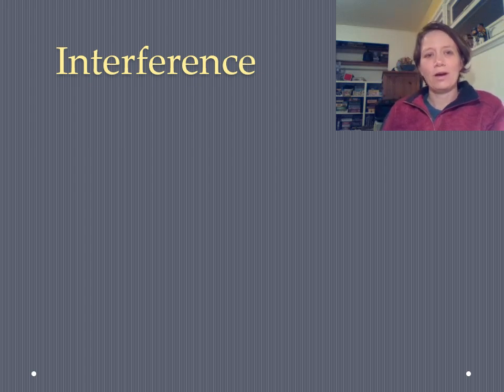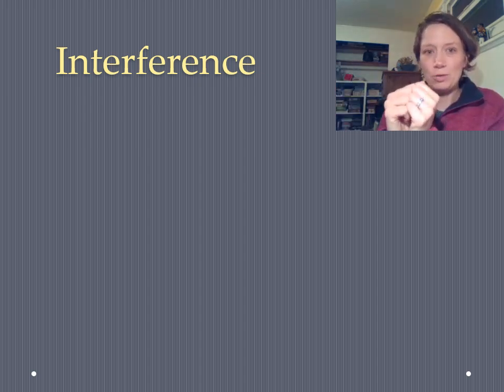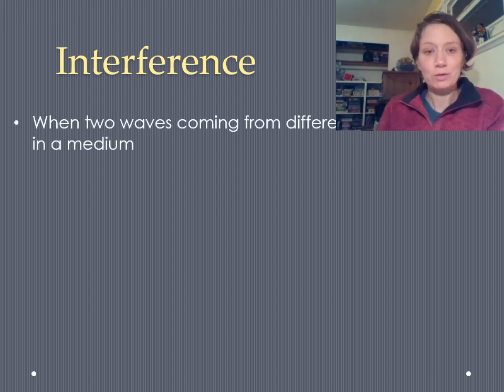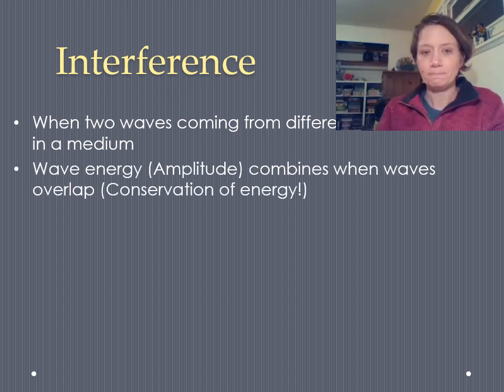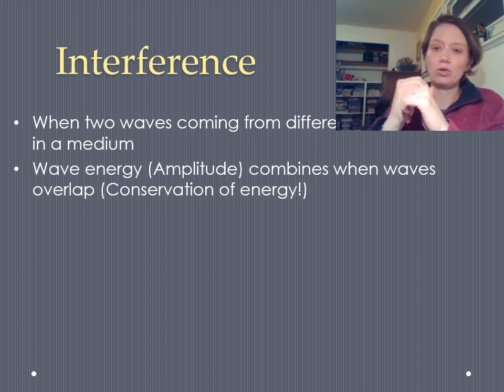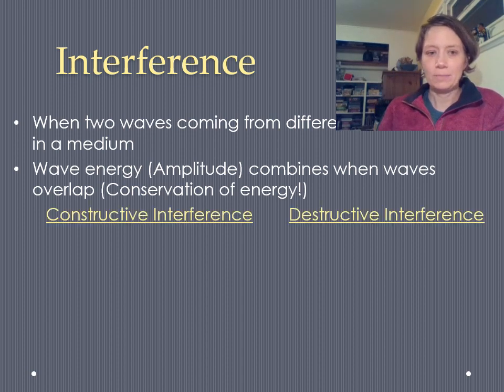And the third example of conservation of energy in waves is something known as interference. If you play a contact sport, you probably know interference is when two players run into each other or get in the way of each other. Interference with waves is very similar. It's when two waves coming from different directions meet in the middle of a medium. And we treat interference situations like closed systems as well, which means that the wave energy, the amplitude, is going to be combined when those two waves are overlapping. We can just add it up, just simple math.